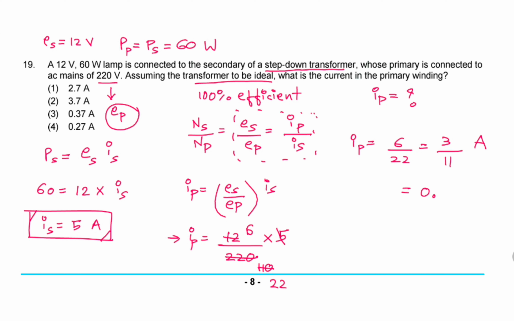This should be, students, 3 divided by 11, which will give you 0.27 ampere. So current for primary IP will be equal to 0.27 ampere and the answer key should be 4. Okay.